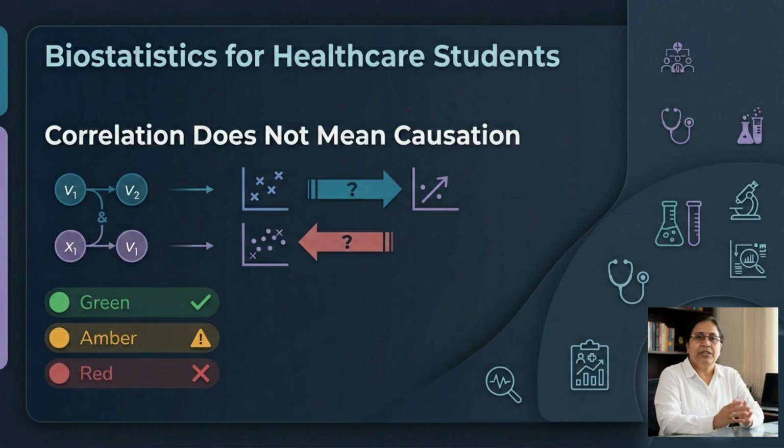In the previous video, we learned about p-value, significance, and confidence interval. Now we move to a very important thinking concept in research. Correlation does not mean causation. This is one of the most common mistakes students make while reading or discussing research findings. So, in this video, let us make this idea very clear and practical.